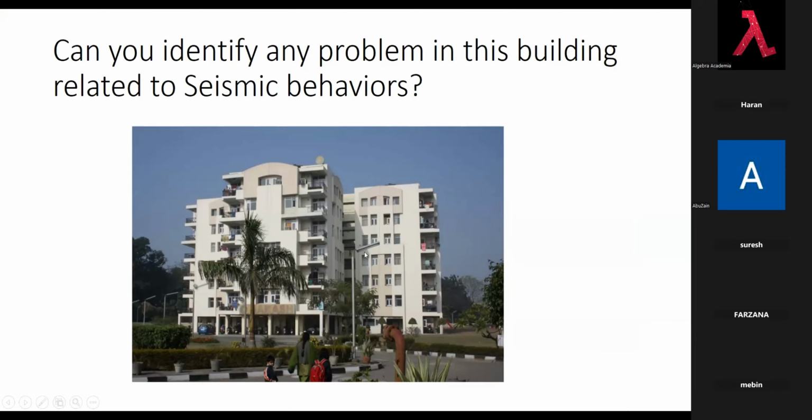Yes, sir. Now I need some answers from you. We saw this building. This building is designed according to the code of its country, and people are living here. Can you identify any problem in this building, considering seismic?